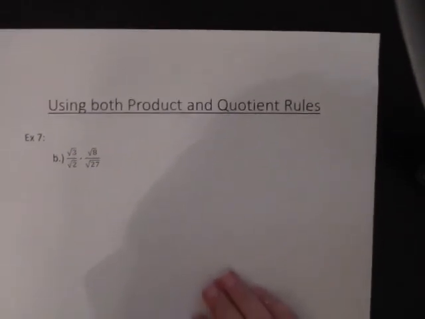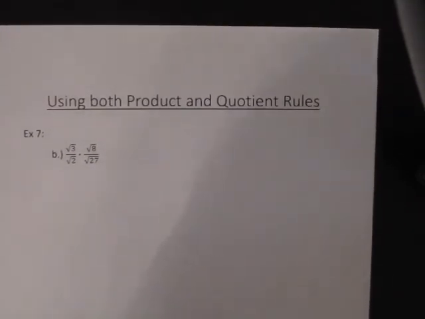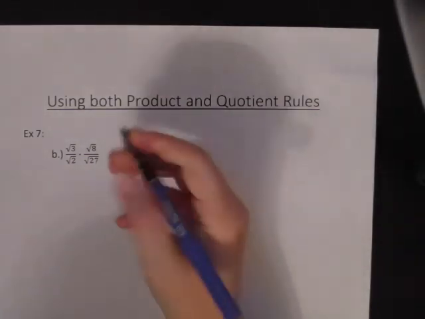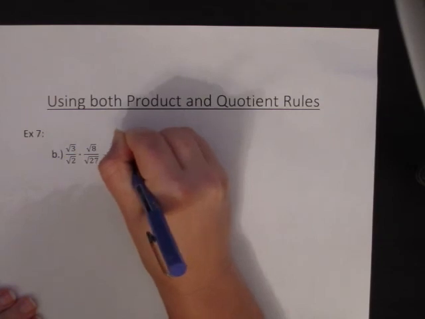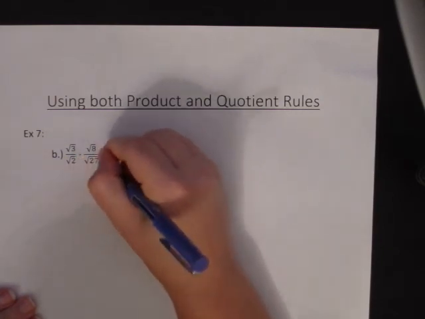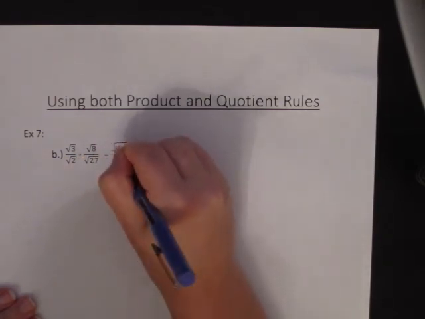Alright, now here's the last problem. So we've got the square root of 3 over the square root of 2 times the square root of 8 over the square root of 27. Now 3 and 2 will not simplify, and neither will 8 and 27. So what this means is I need to multiply straight across. So 8 times 3 would be the square root of 24, and 2 times 27 would be the square root of 54.